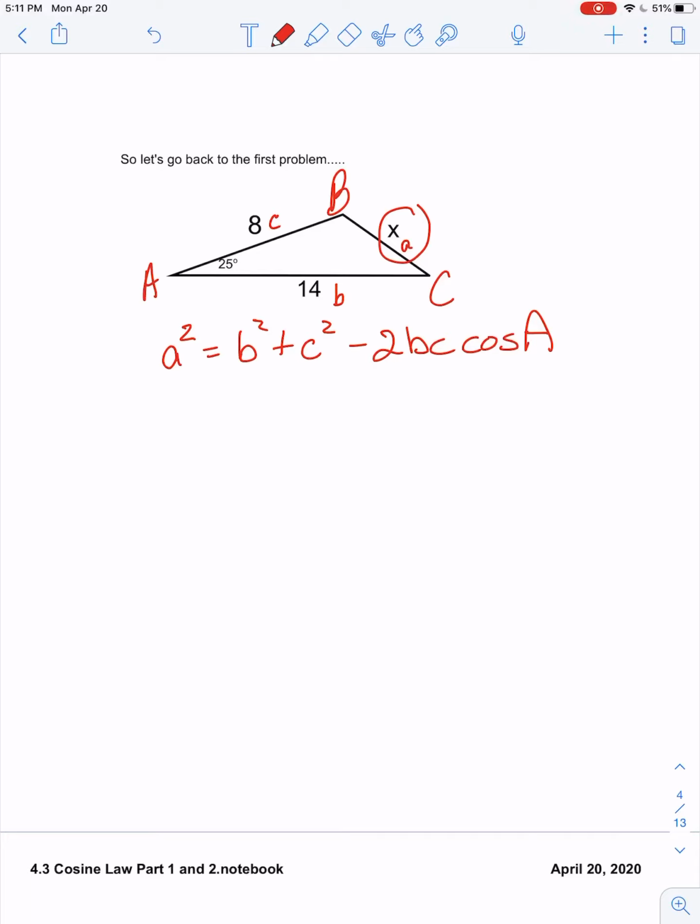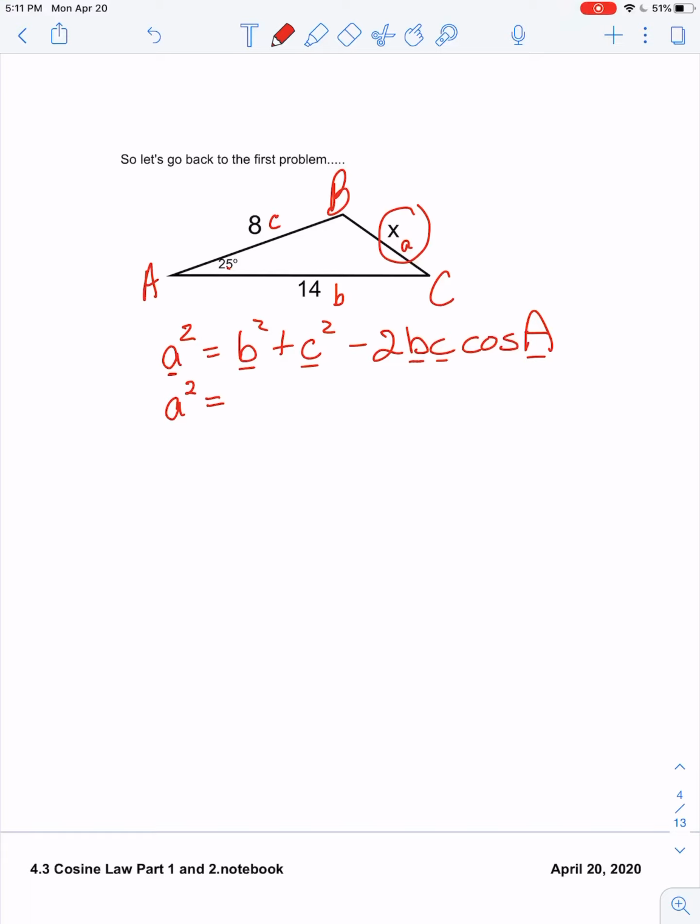If I labeled them differently, then I would have a different equation, but it would always work out. I'm looking for this side, I use the other two sides, and then I use the angle that's opposite the side that I'm looking for. So here's how it works. It's kind of like the Pythagorean theorem, but it's got a little bit more on the end of it.